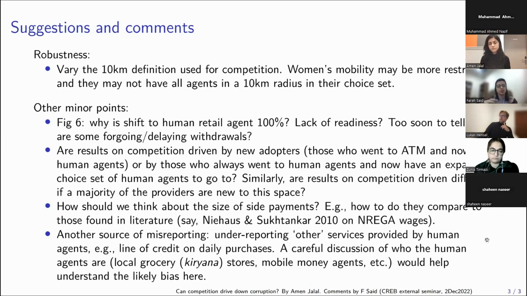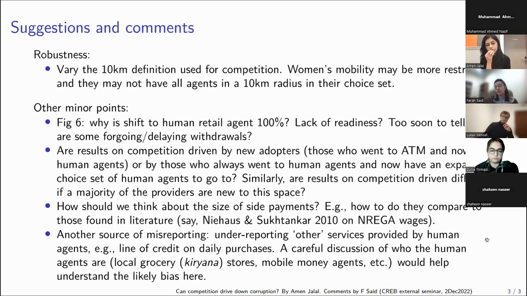Then I'm just curious how you would place this in the literature on what the effect sizes are relative to other studies. For instance, I'm thinking in particular about the NREGA paper. They found very high, proportion-wise, very high bribes. I think you find something similar, but just curious if that's the case.